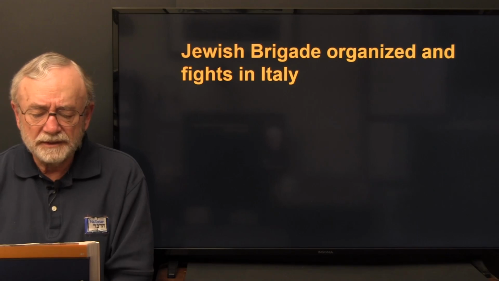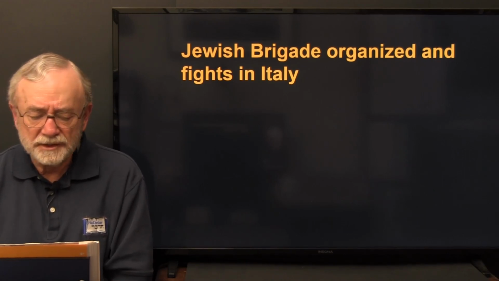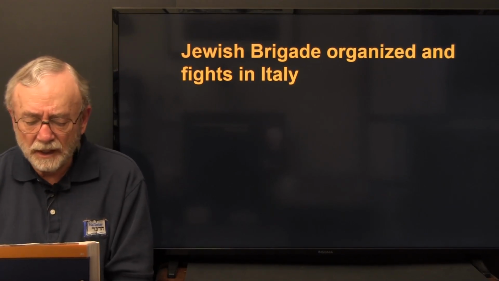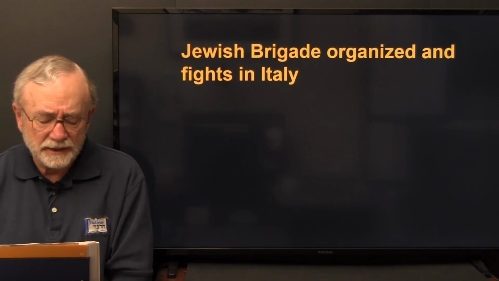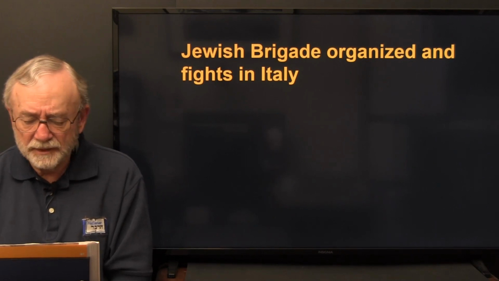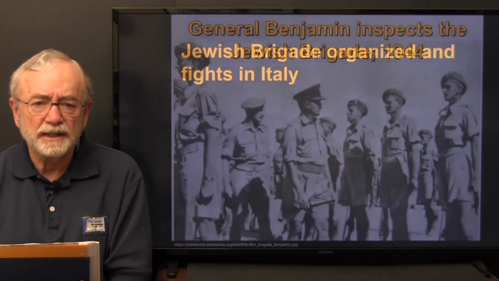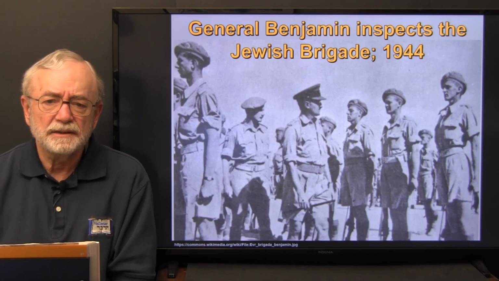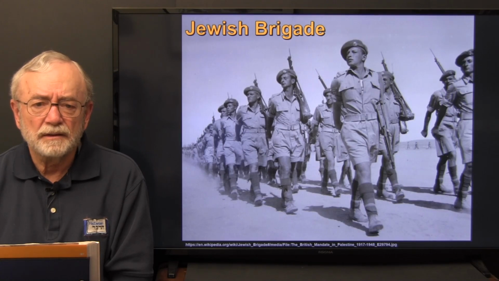On July 12, 1944, Churchill sent a memorandum to the War Secretary instructing him to begin organizing a Jewish army group. In October, the War Office appointed Brigadier General Ernest Benjamin as commanding officer of the brigade. And here is General Benjamin inspecting the Jewish Brigade in 1944. And the Jewish Brigade on display.